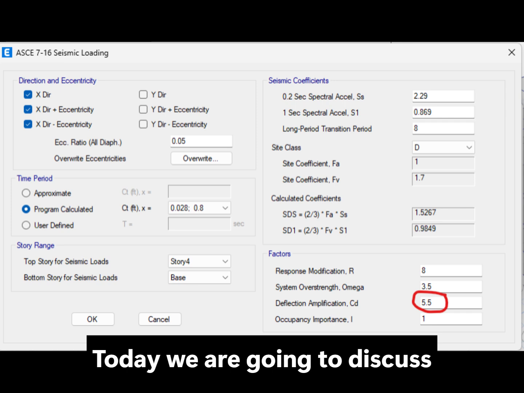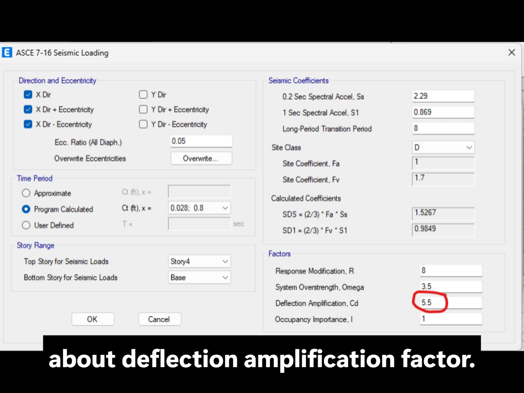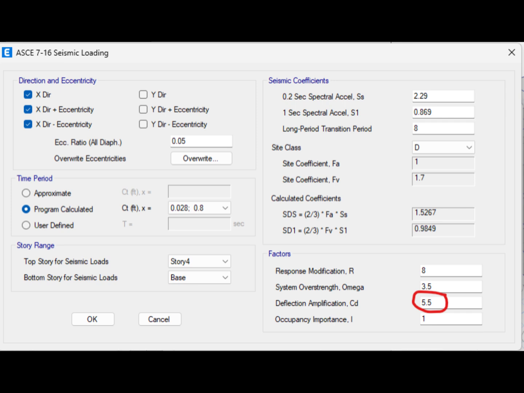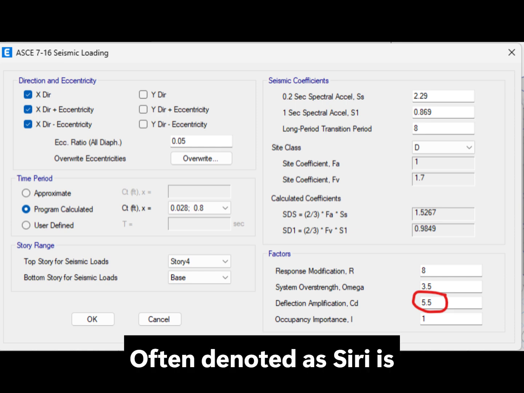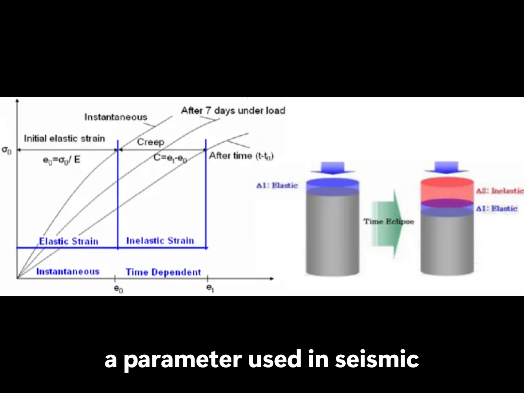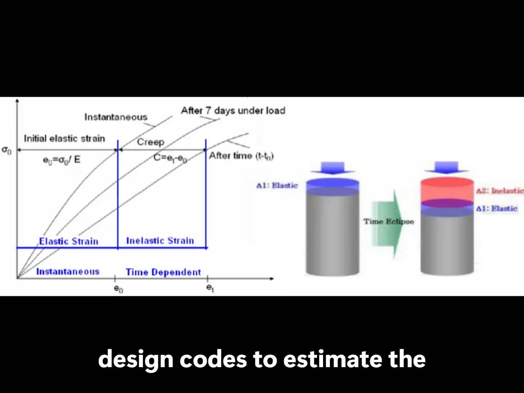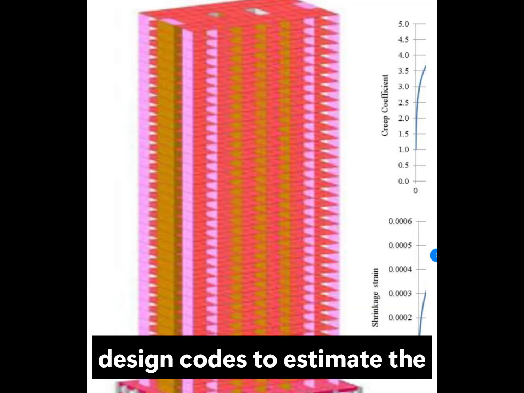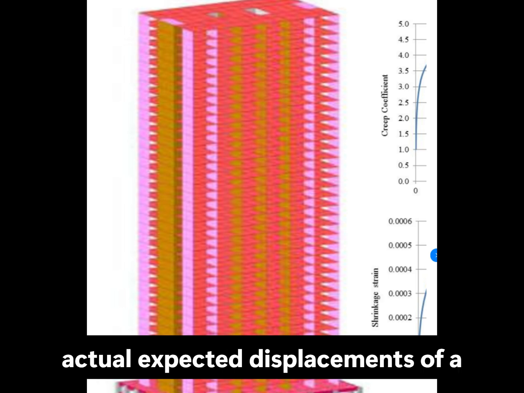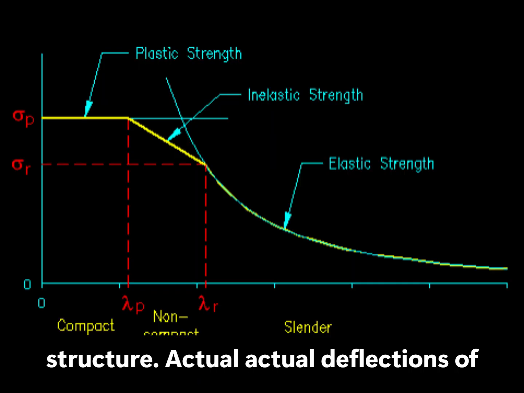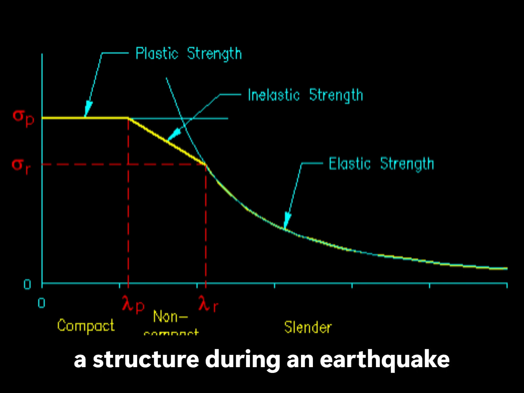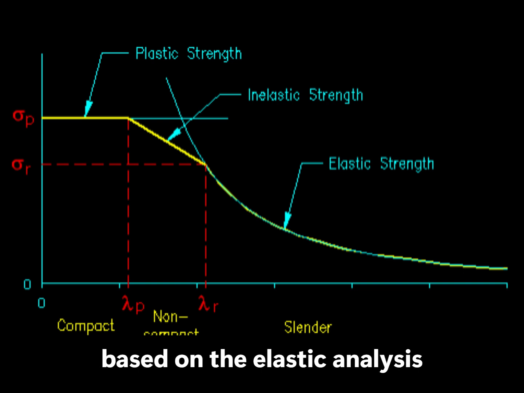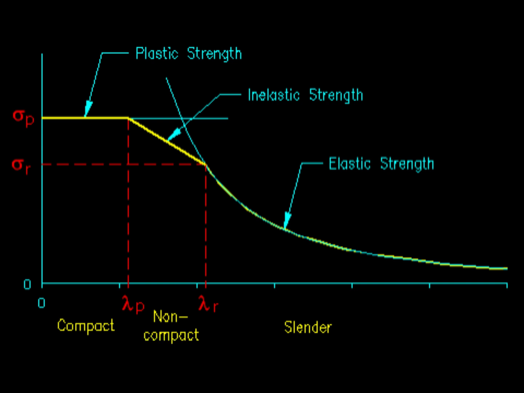Today we are going to discuss the deflection amplification factor, often denoted as CD. It is a parameter used in seismic design codes to estimate the actual expected displacements, the actual deflections of a structure during an earthquake, based on the elastic analysis results.